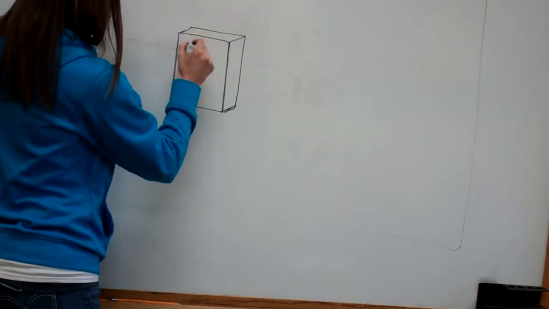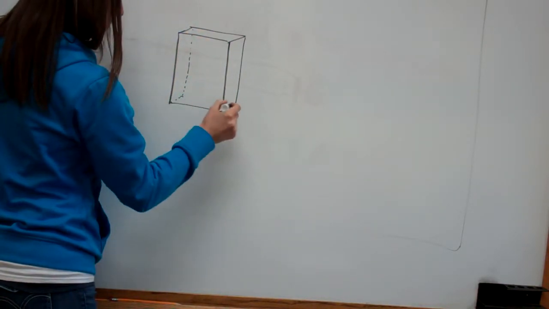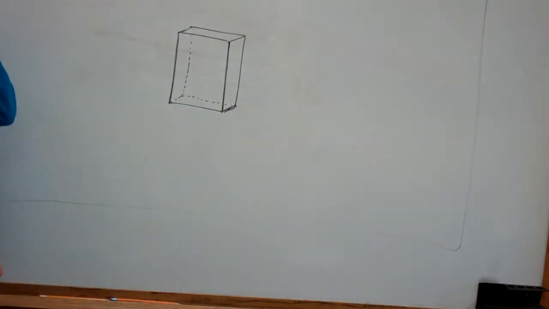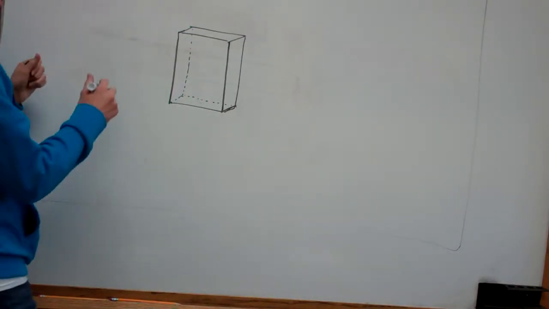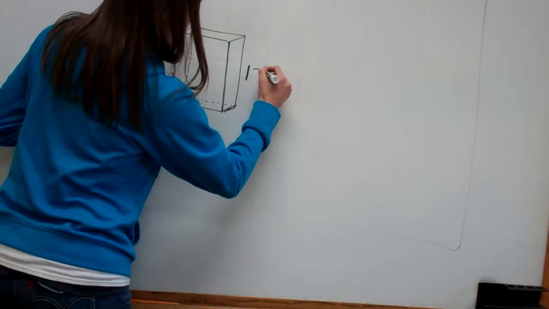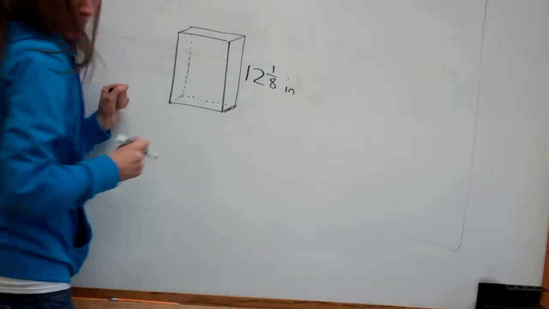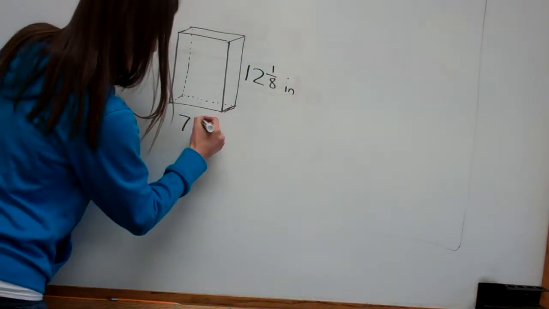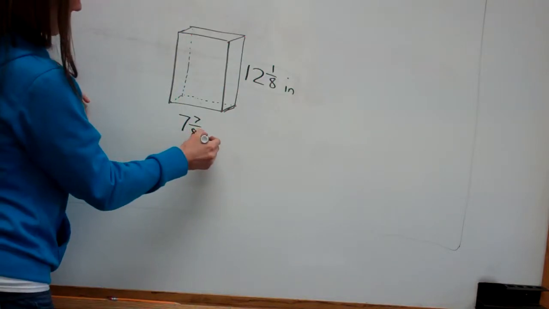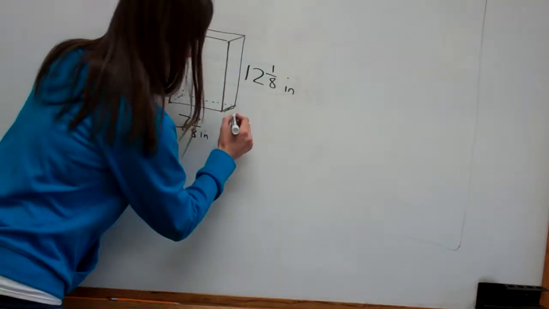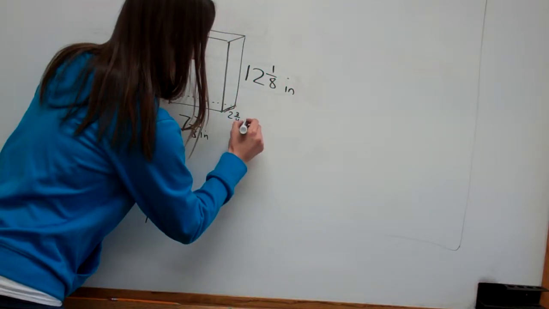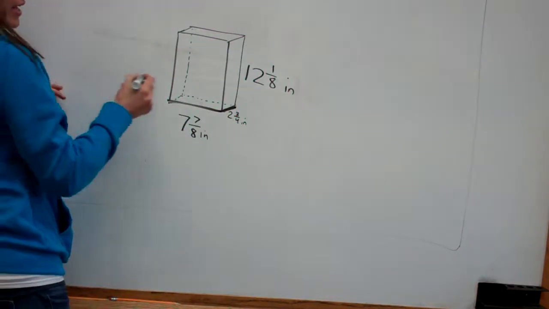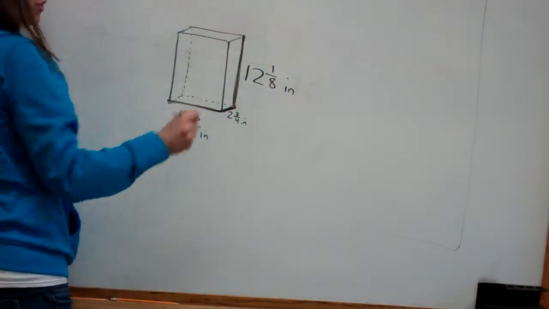So let's say I have a cereal box. Does everybody see what that is? Yes, it's a cereal box. Now they tell me that my height is 12 1/8 of an inch. They tell me that the length of this is 7 7/8 of an inch, and my width is 2 3/4 of an inch. So this is 2 3/4, this is 7 7/8, and this, the height, is 12 1/8.